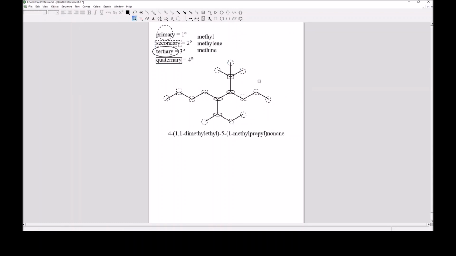So all the circles now contain primary carbons, or in other words, all the circles contain methyl groups. All of the dashed boxes contain methylene carbons or secondary carbons. All of the ovals contain tertiary carbons or methine carbons. So those terms, when we're dealing with alkanes, are redundant. But we like redundancy, so we use them all the time anyway. All right, that's a long introduction to get you to the next concept, and that's this idea of common names.